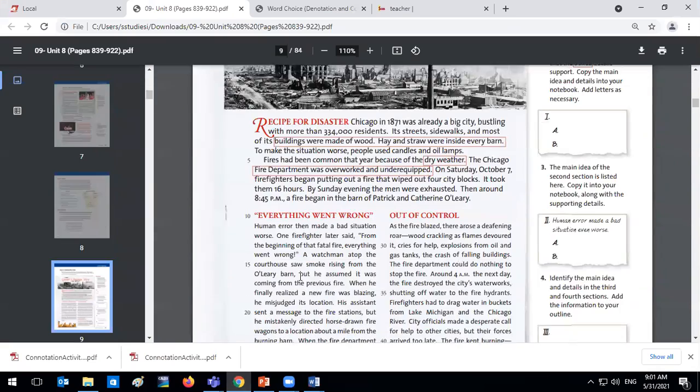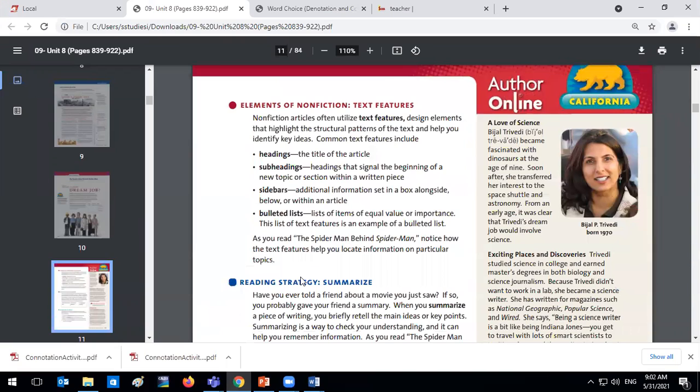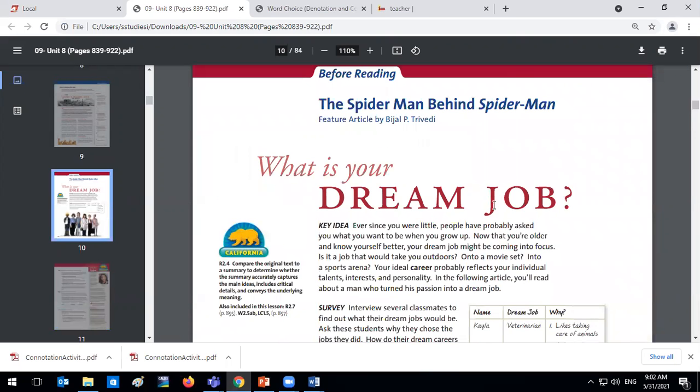Okay, so yesterday we started to read our new article, which is a text feature. It is written by Bajal Trivedi. She is an author who loves science, and she also loves journalism. So she combined her love and her passion for both fields, and she became a scientific journalist. In this article, we're going to focus on these text features. We're going to see a heading, subheadings, a sidebar and a bulleted list. The big question here, Adam, is what is your dream job?